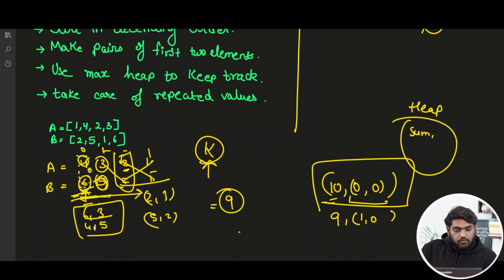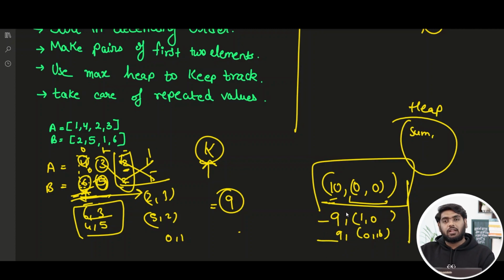Let's talk about 5 and 4, 4 and 5. The indices will be 0, comma 1. Okay. So thus we know these are two different 9s. One thing more, how do we keep track that we are not doing the same thing again?